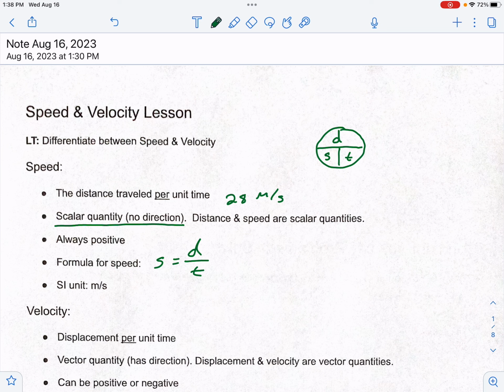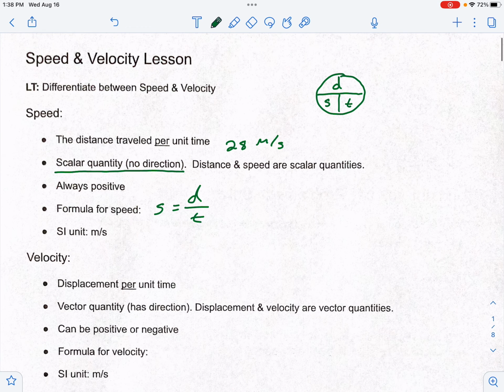Okay, so that's a little trick, but the only thing about that is you just got to make sure you know how to write that. I've seen some that are trying to do that circle, but then you've got your letters in the wrong place. So just be careful with that. And our unit for speed, our SI unit, is going to be meters per second.